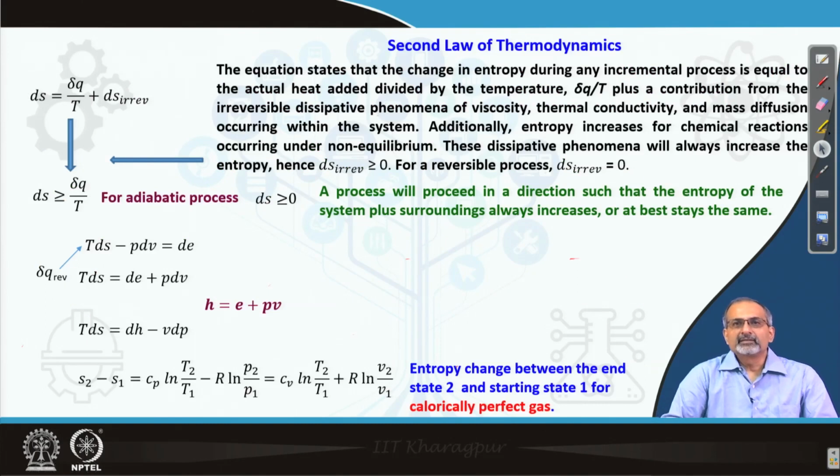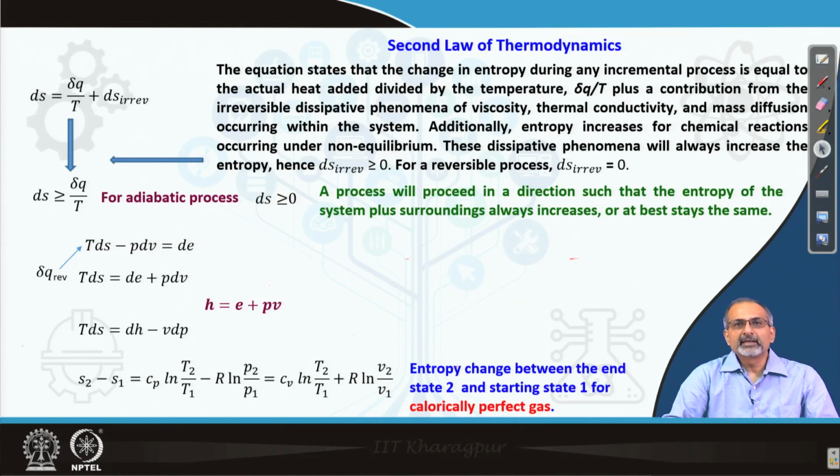If you look at the second law of thermodynamics, the equation is given on the top left, that ds is equal to δQ by T plus ds irreversible. As you may recall, all path dependent variables are indicated by δ, while the state variables are defined by d, based on inexact and exact differentials.